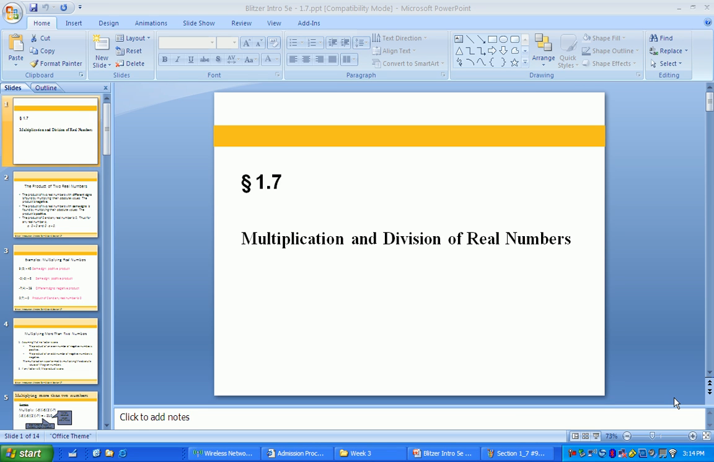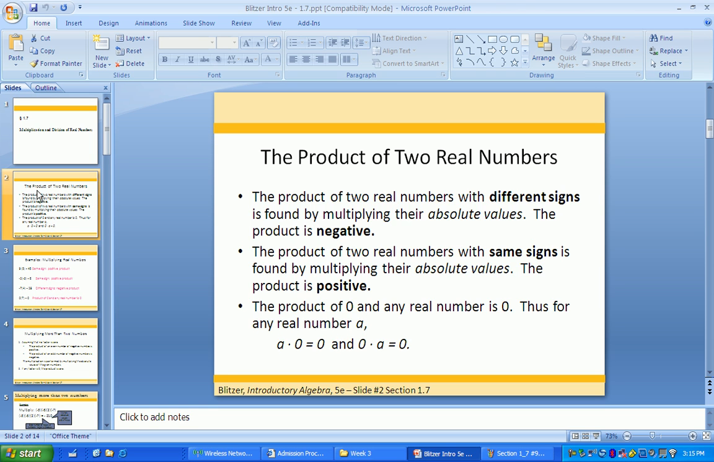So now we're going to go ahead and talk about section 1.7. It's multiplication and division of real numbers. So we call the result of multiplication a product. So this is going to be called the product of two real numbers.